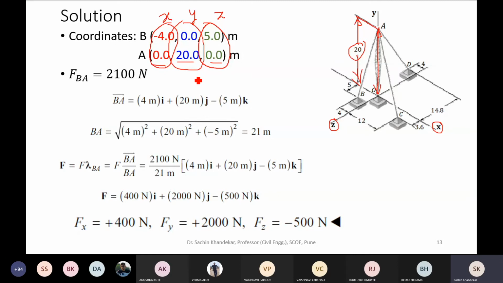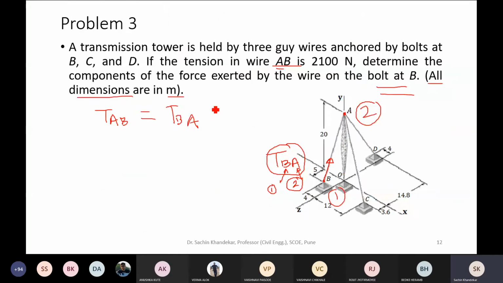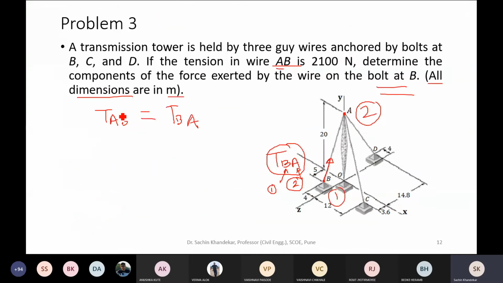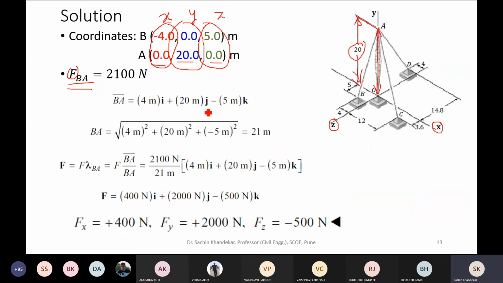Okay, now already in the problem, the magnitude of the tensile force in wire AB is given. Of course, what is the direction of that force? It is from B to A, and that is why it is written as FBA. You may choose any symbol, maybe F or maybe T, it is up to you. So FBA is 2100 Newton. So this is the direction of that force, FBA.